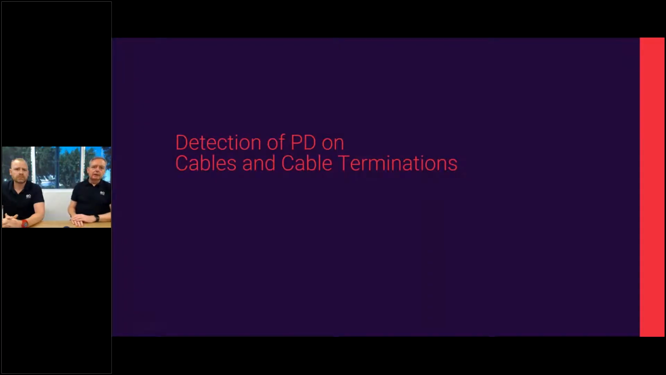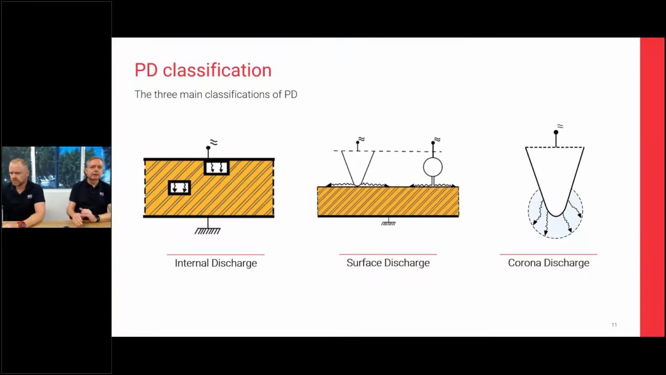So let's quickly look at detection on the cables and the cable terminations, starting with the terminations in this particular case. Now, a quick recap on the different types of PD. We have three main types of partial discharge: internal discharge, which happens deep inside the solid insulation; surface discharge, which happens across the surface of insulation; and corona discharge, which is a sharp point into a gas. When we're talking about cables and cable terminations, the only two we're significantly interested in are the internal discharge and the surface discharge when we get to the termination point.